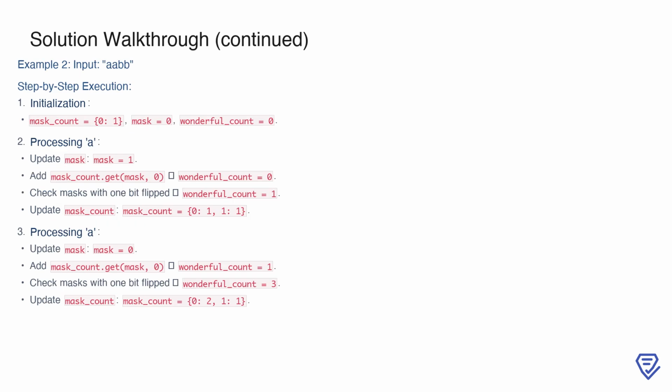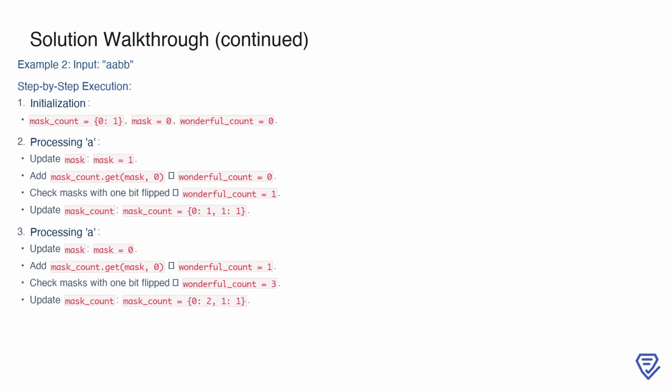As before, we begin by initializing mask_count with 0: 1, mask as 0, and wonderful_count as 0. We then process the first character, a. Flipping the bit 4 updates the mask to 1. This new mask hasn't been encountered before, so adding it to wonderful_count doesn't change the count.